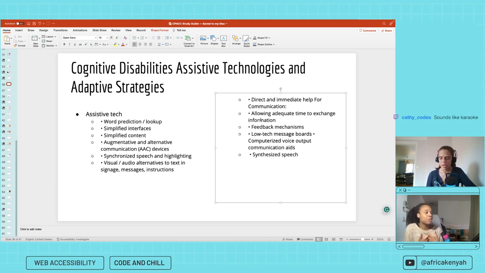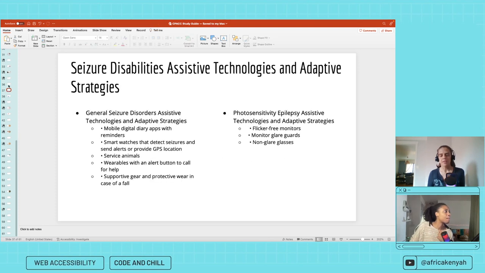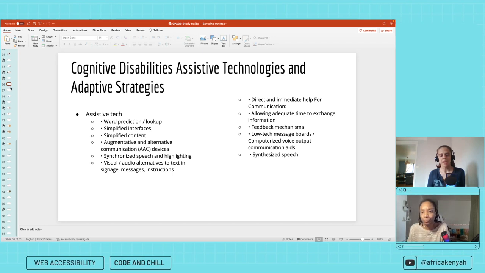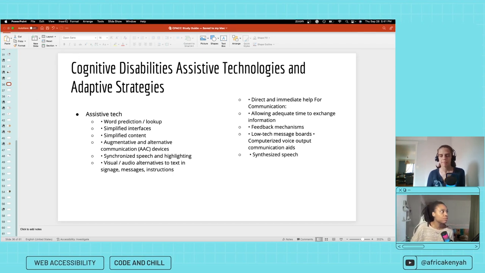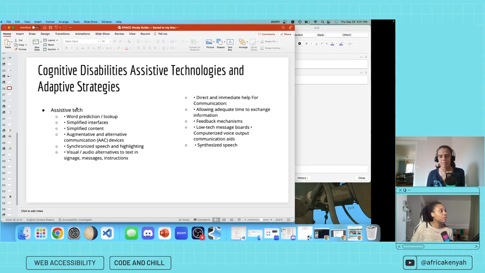All right, so some strategies for this population would be direct and immediate help for communication, like allowing adequate time to exchange information, giving feedback mechanisms, low-tech message boards, computerized voiced output, communication aids, and synthesized speech. Another one I like that's on here is choosing a quiet location for communicating. Oh, that is a good one. So that there's no visual distractions.